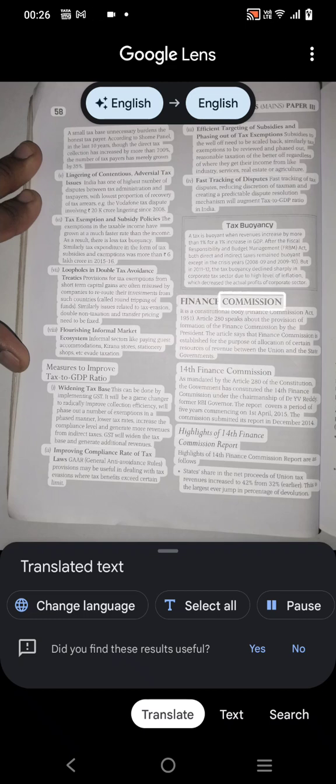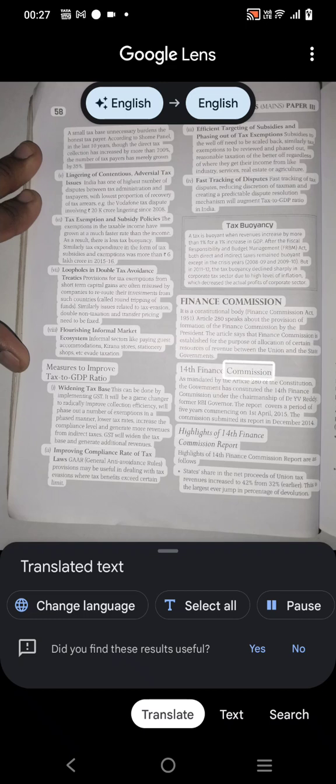Finance Commission. It is a constitutional body. Finance Commission Act, 1951. Article 280 speaks about the provision of formation of the Finance Commission by the President. The article says that the Finance Commission is established for the purpose of allocation of certain resources of revenue between the Union and the state governments.